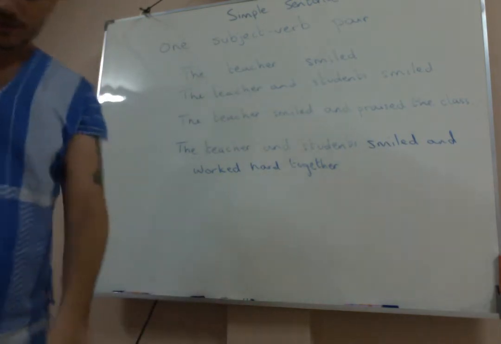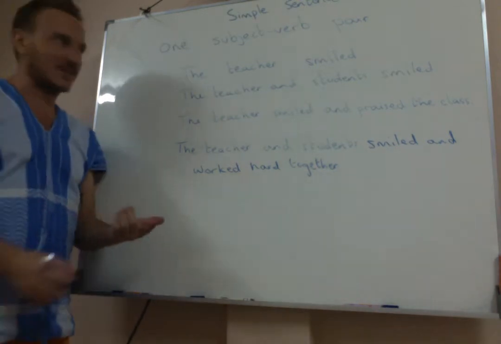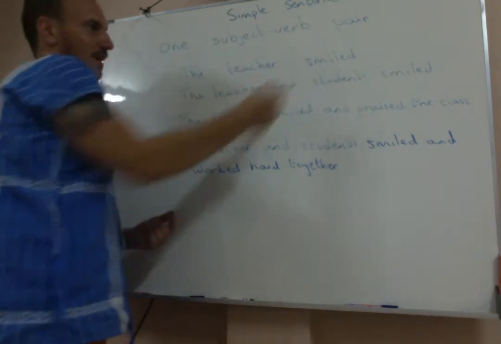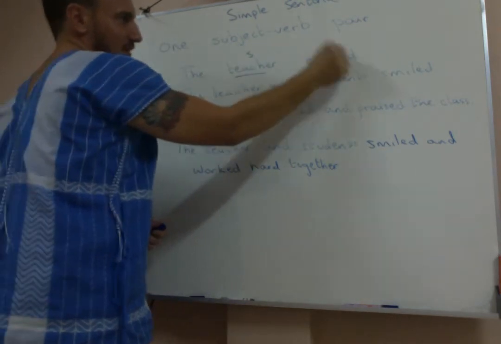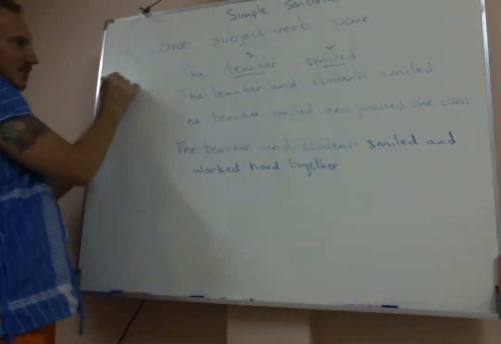There could be one subject and one verb. For example, the teacher smiled. The teacher is the subject, smiled is the verb. So we have subject, verb.